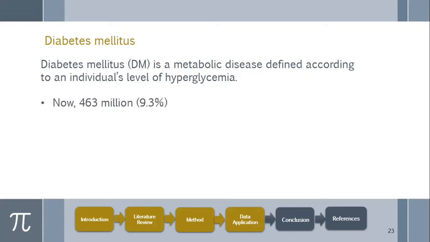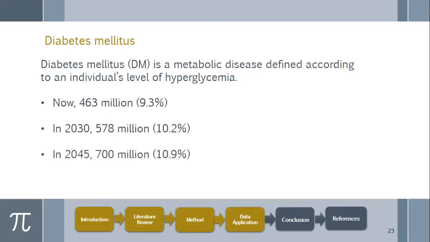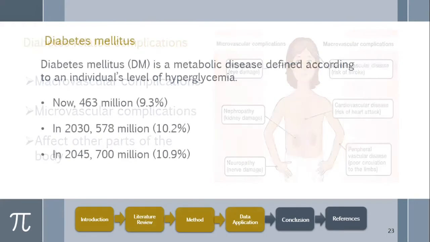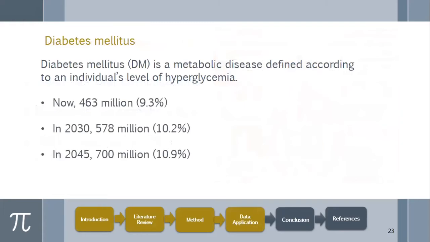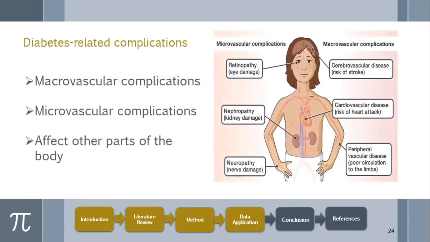The recent estimate shows there are 463 million people living with diabetes in the world. It is predicted that this figure will increase to 578 million in 2030 and 700 million in 2045. As the number of people with diabetes increases, the diabetes-related complications increase as well.